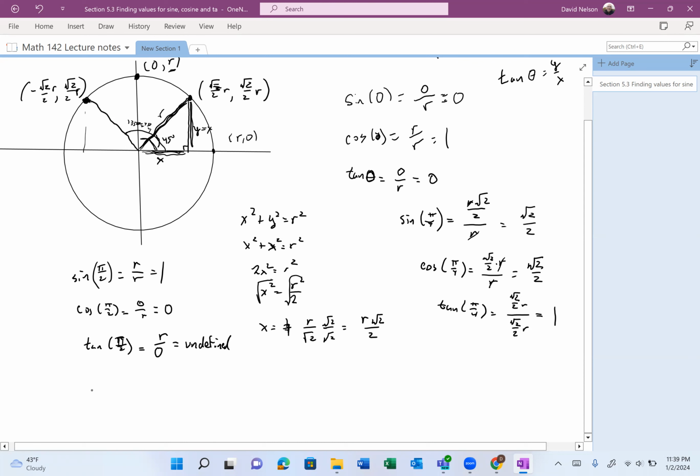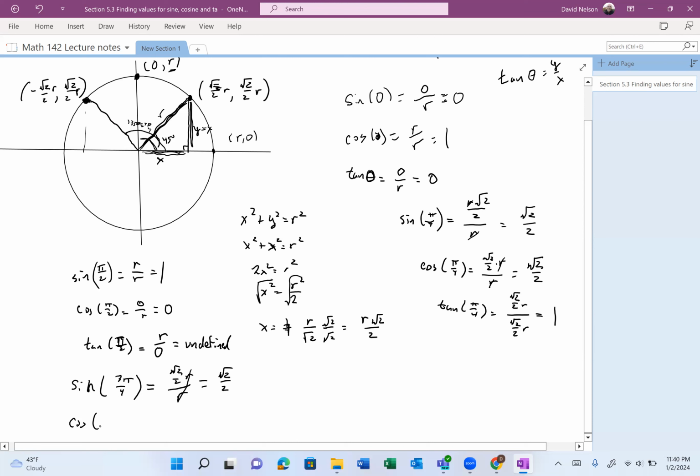And so if I'm looking at that angle there, if I look at say the sine of 3 pi over 4, which is the same as 135 degrees. The sine of 3 pi over 4 is going to be that y-coordinate, square root 2 over 2 r, divided by r again. The r's cancel out, and I end up with square root 2 over 2.